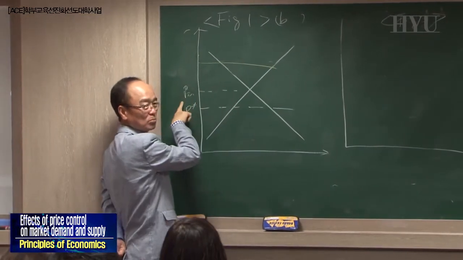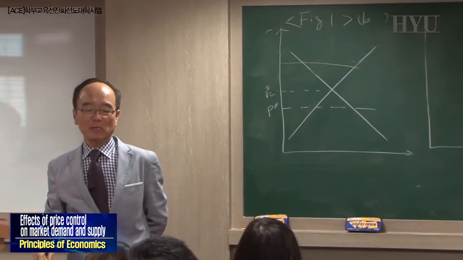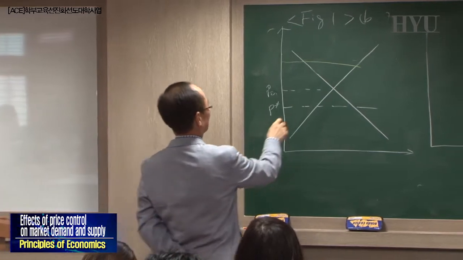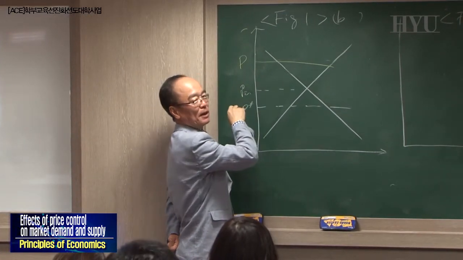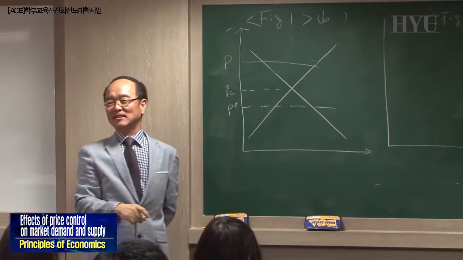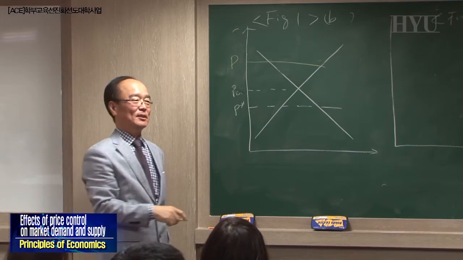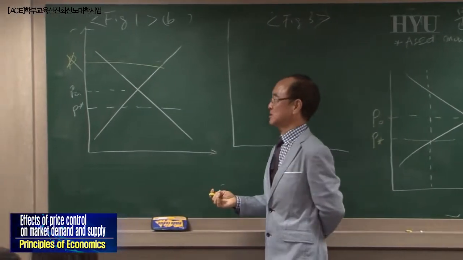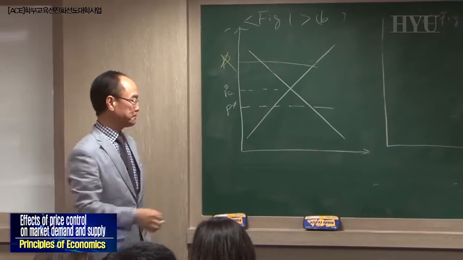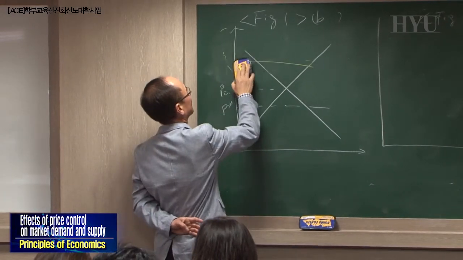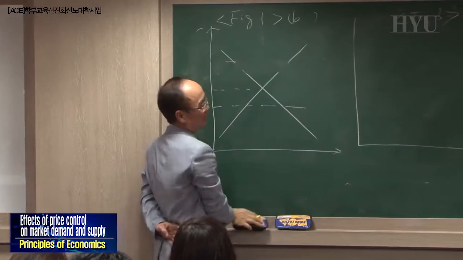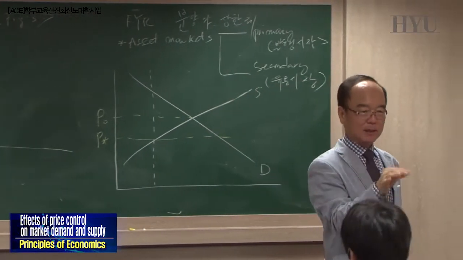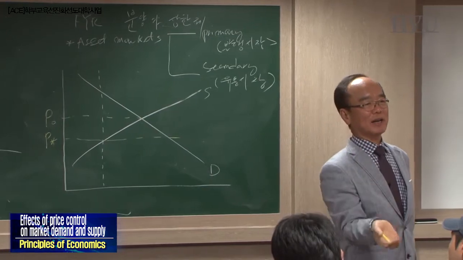This is the price of the market on its own. Leave the market alone, the price will be here. The government comes in: you cannot sell or buy any higher than this. Does it have any meaning? Does it affect anything? It doesn't. So that's what we call an unbinding ceiling. It has no effect at all. So momentarily, the only meaningful ceiling is the binding ceiling, which is set below the market equilibrium price.